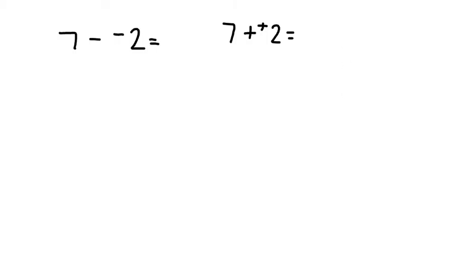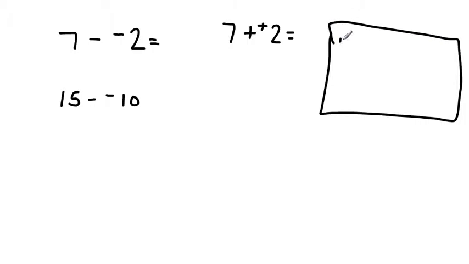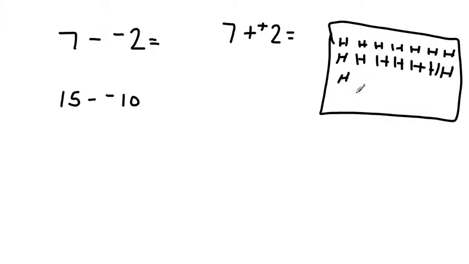Alright, so let's look at another similar problem. 15 minus negative 10. So in my pot I had 15 hots. 1, 2, 3, 4, 5, 6, 7, 8, 9, 10, 11, 12, 13, 14, 15. I need to take away 10 colds, but I don't have any colds. I can get the colds by adding in my 0 pairs.